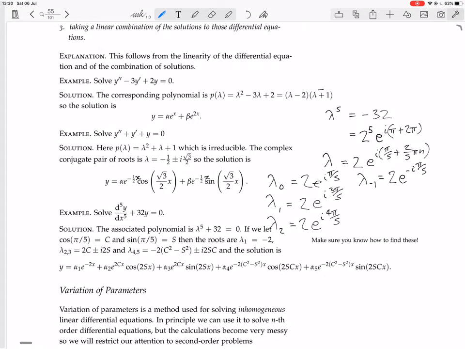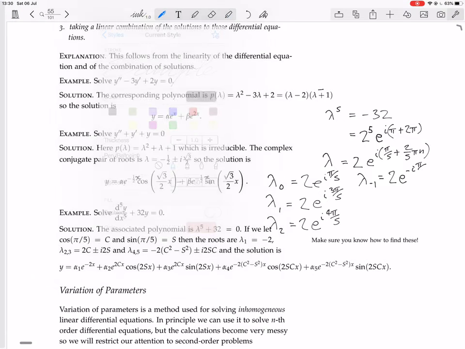Because the difference between lambda naught and lambda minus 1 is just that here the argument is positive and here the argument is negative. When you flip the sign of the argument, that gives you the conjugate, right? Instead of going up around the circle, you come down around the circle, the same distance. So you're just on opposite sides of the x-axis, so it's equivalent to flipping the sign of the imaginary part, to taking the conjugate.